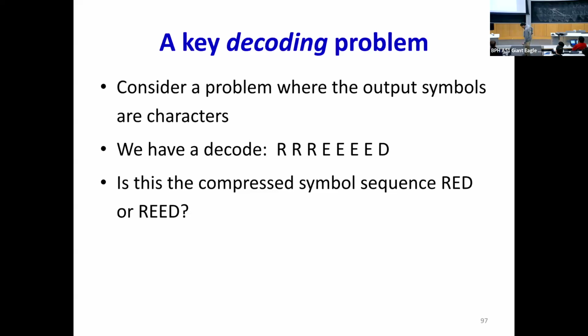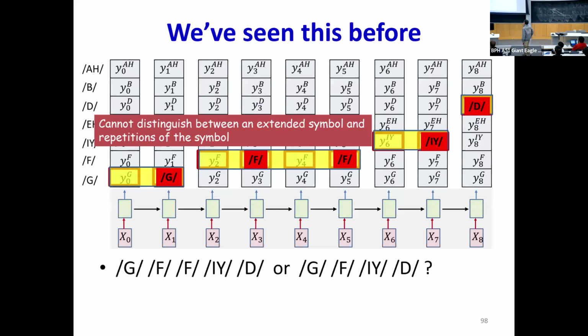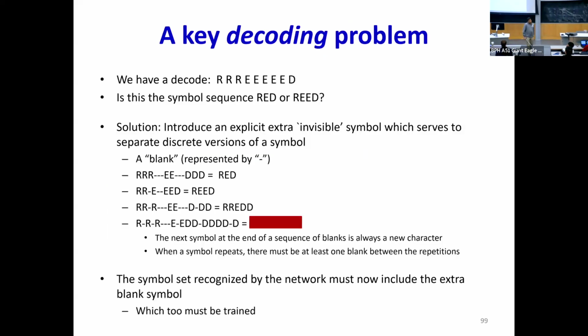And so here's where a little bit of clever engineering comes in. This was, again, the same thing that we mentioned in the last class, right? I can't distinguish between repetitions and a single instance. So we're going to introduce a new symbol. This new symbol is an invisible symbol, meaning it's there, but you don't see it. It can be output at any time. So here, for example, here's an alignment. RRR, this invisible symbol, which you typically represent using a blank, 3 blanks, 2 E's, 3 blanks, and 2 D's.